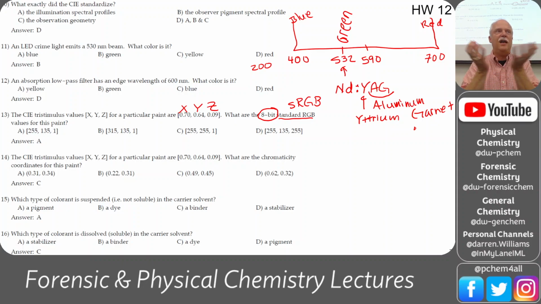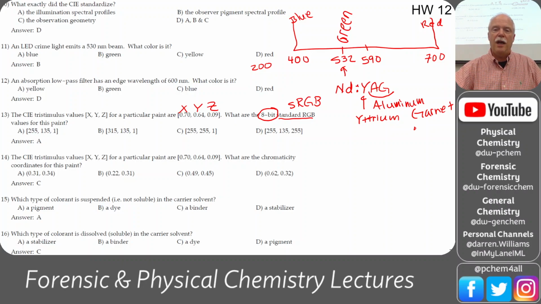So garnet tells you the kind of crystal structure it is. It's made with the aluminum oxide, and then they dope in yttrium. So it's a yttrium aluminum garnet crystal, and then they dope in a little bit of neodymium, and neodymium is what we're using to get the green color.